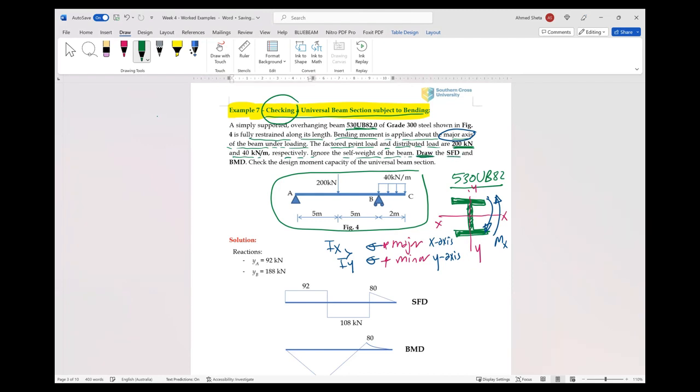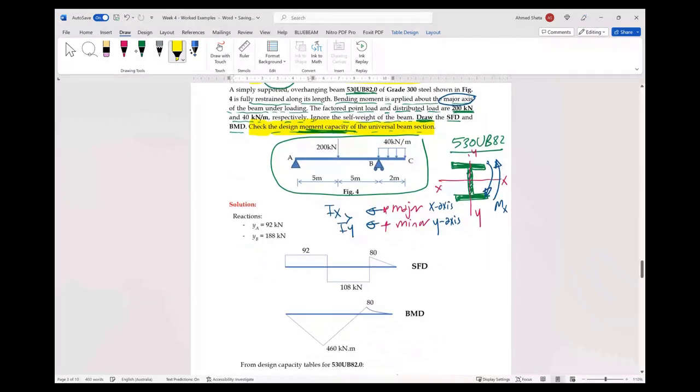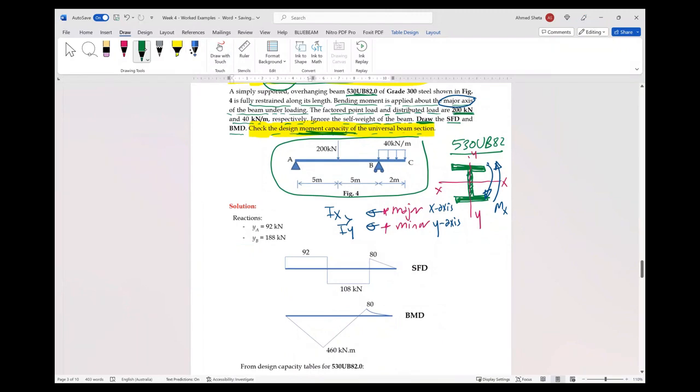We need to draw the shear force and bending moment diagrams, check the diagram of the universal beam, and check the moment capacity of the universal beam. This is the important requirement after we draw the shear and bending moment. Why do we need to calculate bending moment and shear? Because we don't know the design moment or the applied moment on this beam. So we don't have M star or V star clearly in this example. That's why the free body diagram is given.